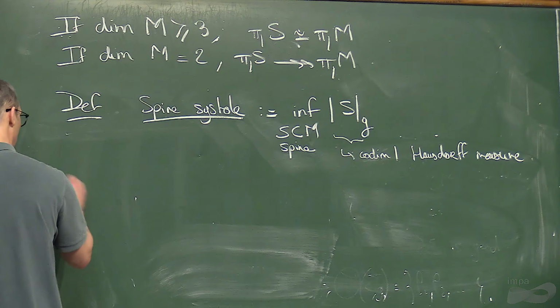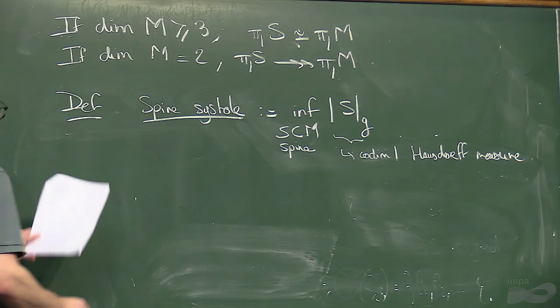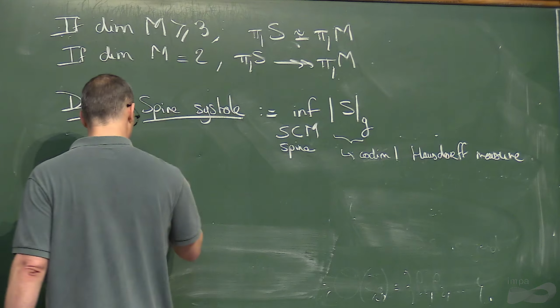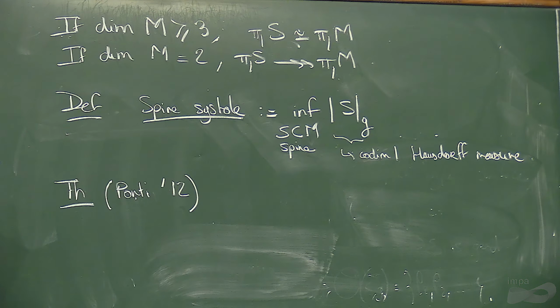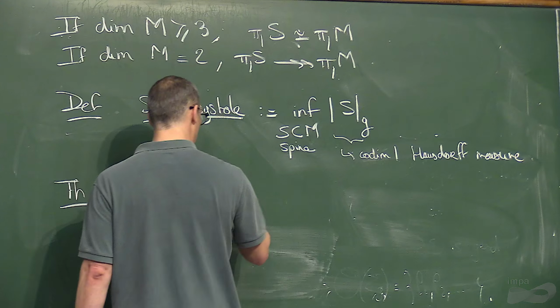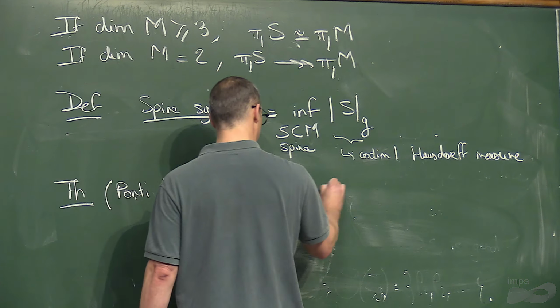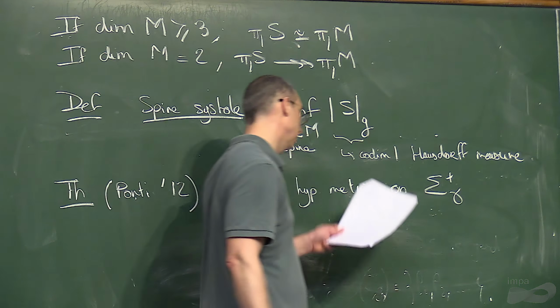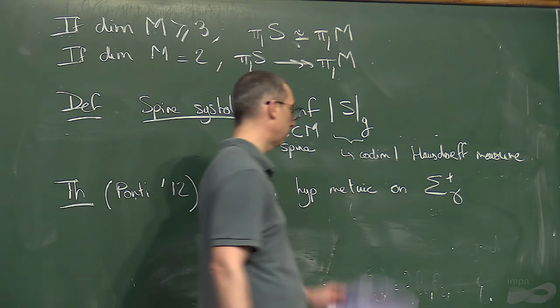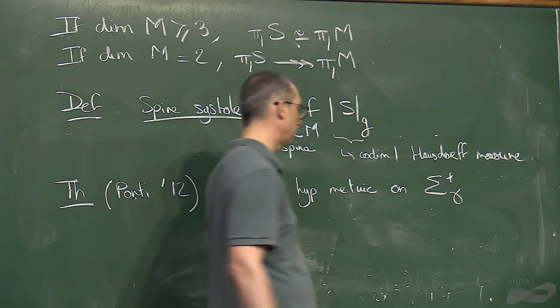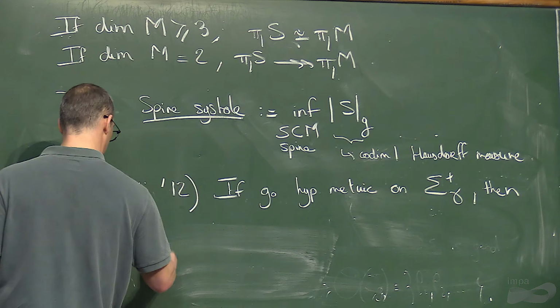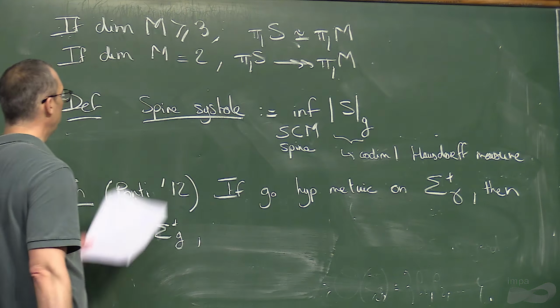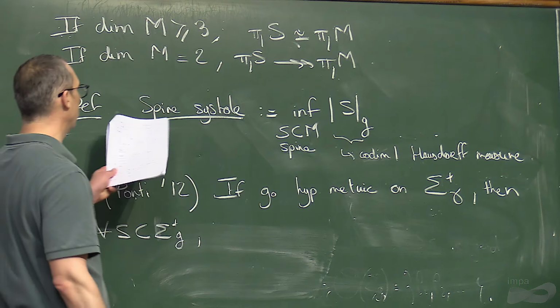Okay. So here is a result of hyperbolic geometry. This is Joan Porti who proved this theorem about 10 years ago. And it says that if you have a hyperbolic metric g on a closed orientable surface of genus γ, then the spine systole has length, because this is a codimension 1 finite complex.